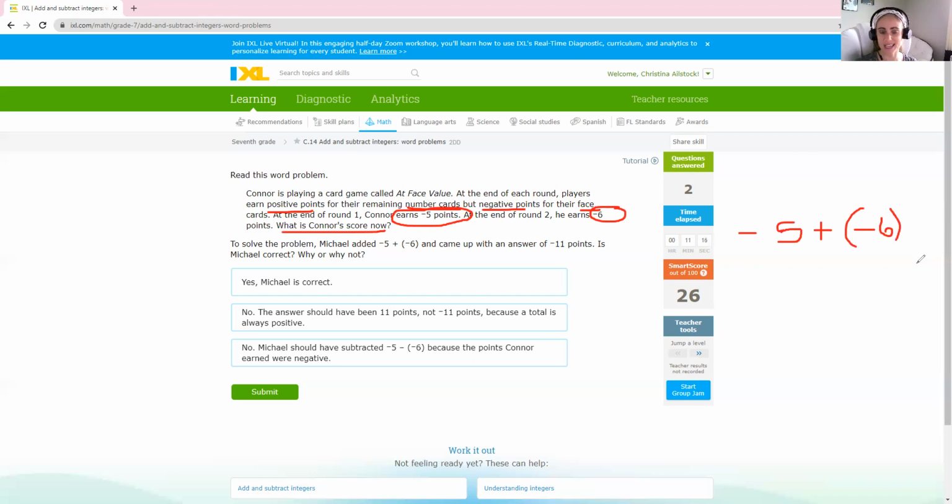All right, our rules for adding: same sign, we add and keep the sign. These do have the same sign. They're both negative. 5 plus 6 is 11. And we keep the sign the same because we're continuing to add down that negative side of the number line. Negative 11 points. Is that what Michael got? It is. Yay. That means we do agree Michael solved it correctly.